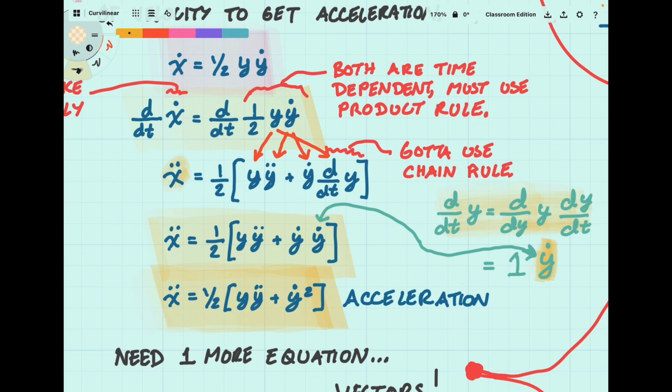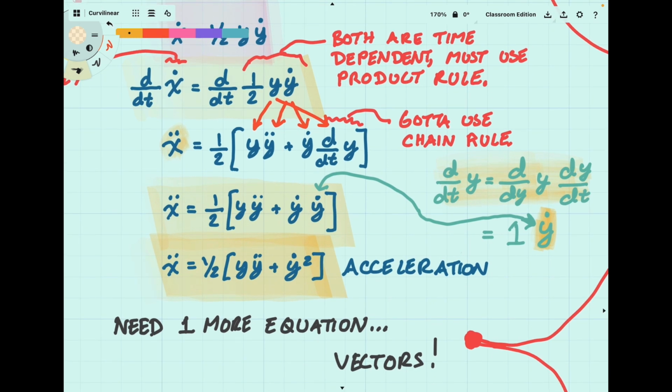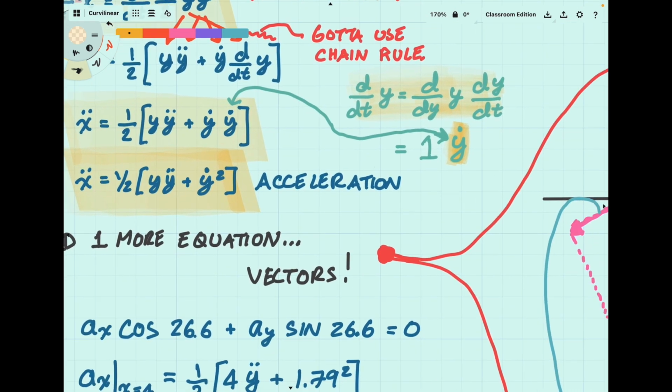But in that equation, we have x double dot and y double dot. They're related, but they're both unknown, so we do need another equation in order to solve this the rest of the way. And that other equation has to come from the vectors themselves in this case. So let's look at that.